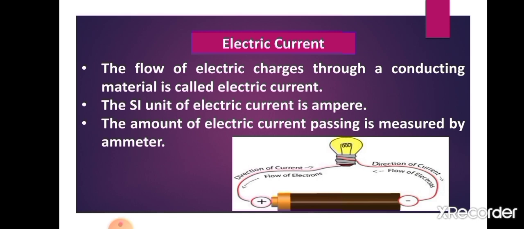So what is this electric current? We have studied that the flow of electric charges through a conducting material is called electric current. Means when electric charges flow through a conducting material, that flow of electric charges is called electric current. We know that the SI unit of electric current is ampere, and the amount of electric current passing through any device is measured by a meter.